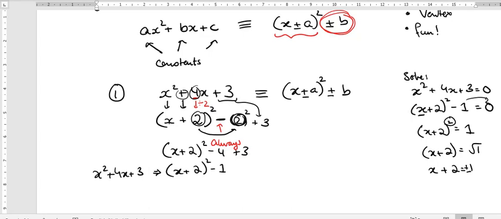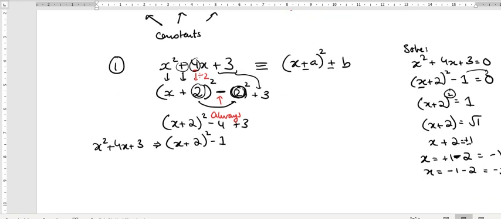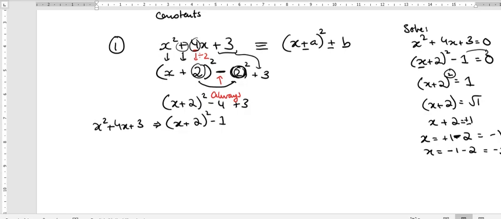And then you can take the 2 over, so you've got x equals plus 1 minus 2, or x equals minus 1 minus 2. So you'll get two answers. From here, you'll get minus 1 or minus 3. And those are your solutions, okay? So those could have been the solutions when you factorize it. So that's when we use completing the square to solve.